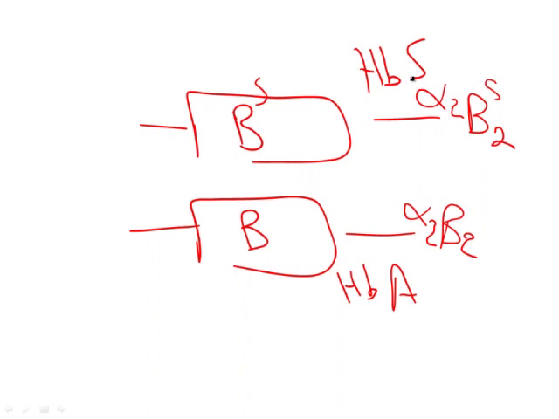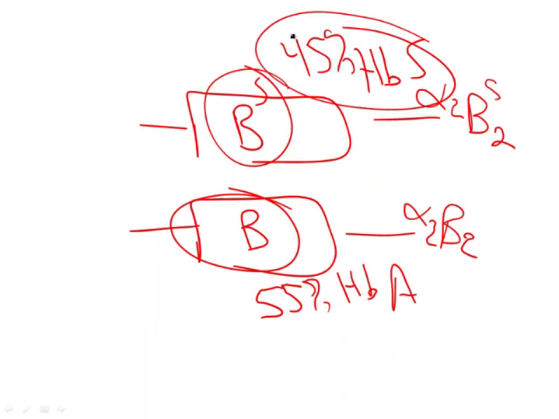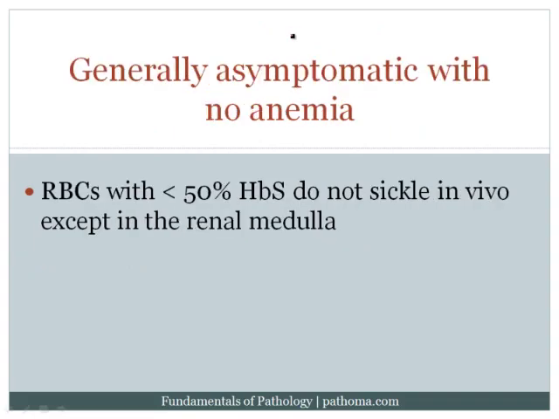What's important to note here is that the production of beta is a little more efficient than the production of beta S, and so they'll actually get, for example, 55% hemoglobin A and maybe 45% hemoglobin S. Again, what's important to note is that they're going to have less than 50% hemoglobin S. Why am I highlighting that? Because you need about 50% of hemoglobin S to actually sickle. And if the patients have less than 50% hemoglobin S, they won't sickle. So generally, these patients who have sickle cell trait are going to be asymptomatic. That's because red blood cells with less than 50% hemoglobin S don't usually sickle in vivo.